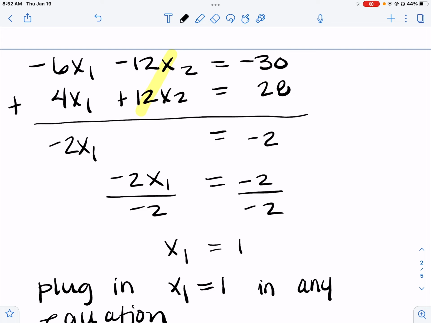positive 12. So we get negative 2x1 equals negative 2. Divide, and we get x1 equals 1.